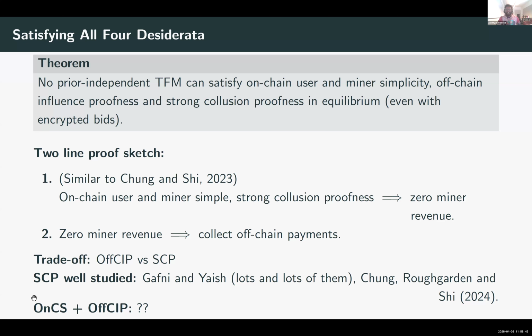But on the other hand, on-chain user simplicity, on-chain miner simplicity, along with off-chain influence proofness, is not well studied. So the goal of our paper is to characterize what happens if we want to go with these three properties instead.